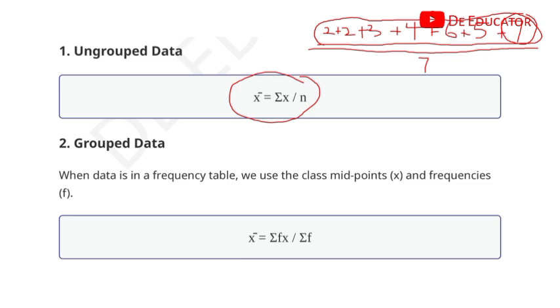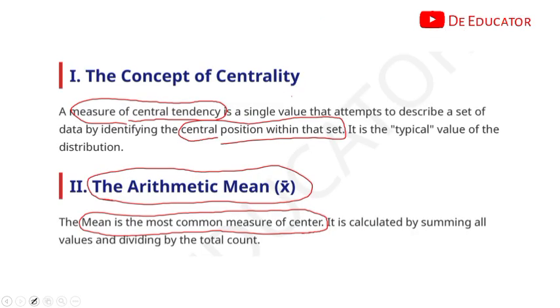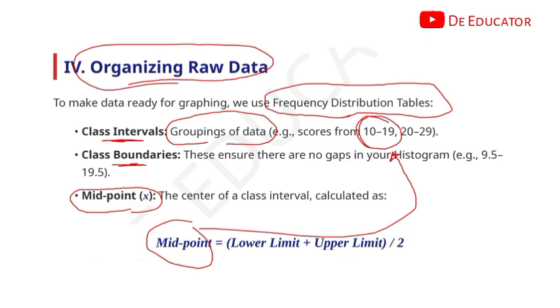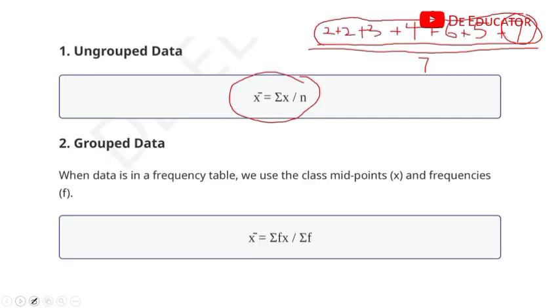You can see this is ungrouped data. When we say ungrouped data, it means that the data is not grouped. Let's go back. You can see this organization of raw data is grouped data. You can see this class interval here, groupings of data. This is grouped organization. So now for grouped data, how do we calculate?